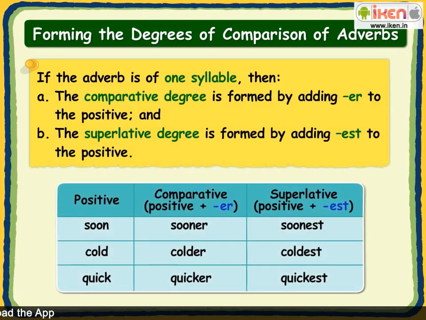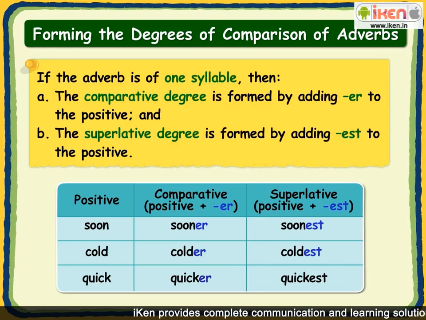Let us look at a few examples of adverbs of one syllable. Soon, sooner, soonest. Cold, colder, coldest. Quick, quicker, quickest.